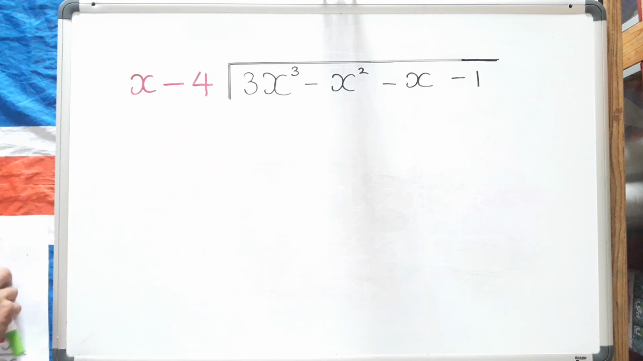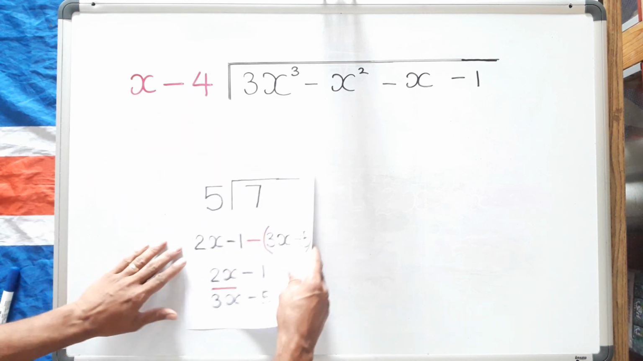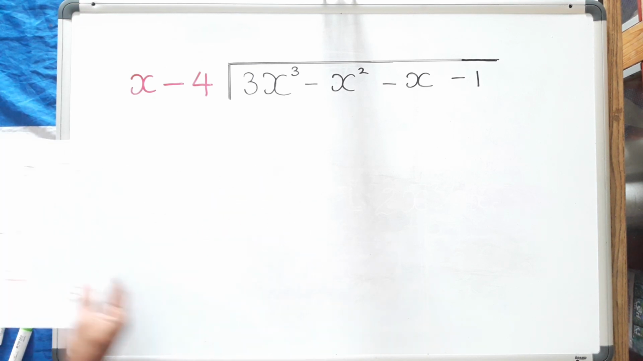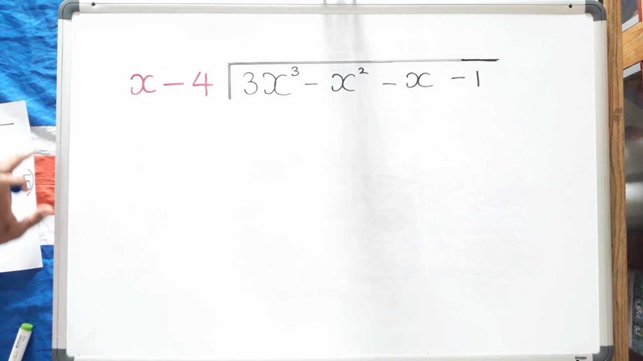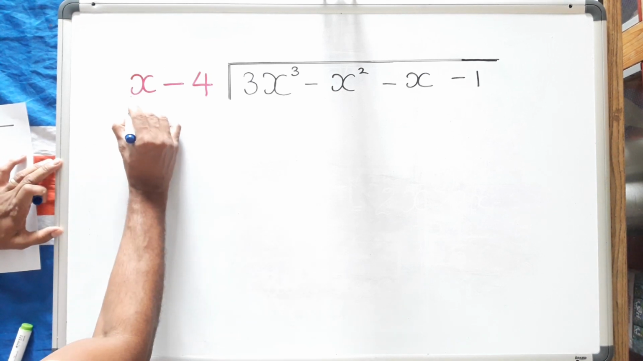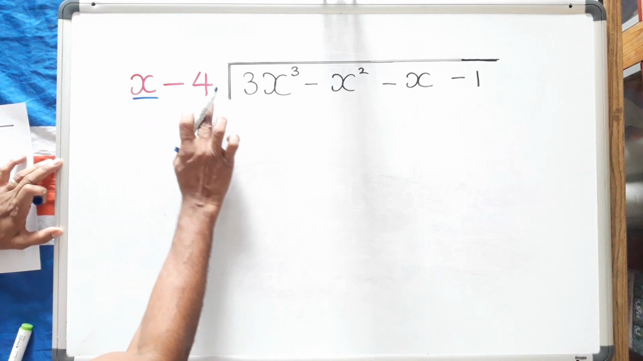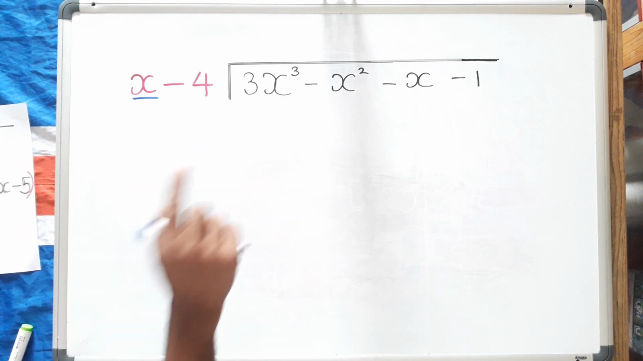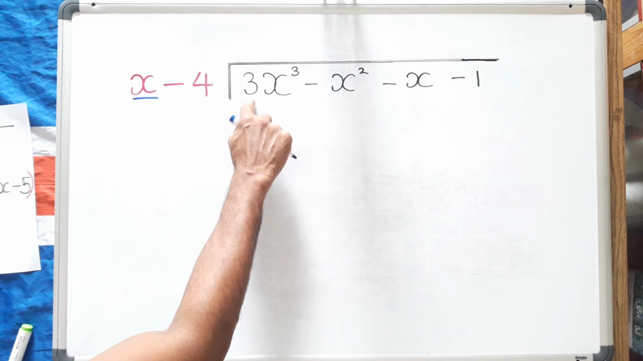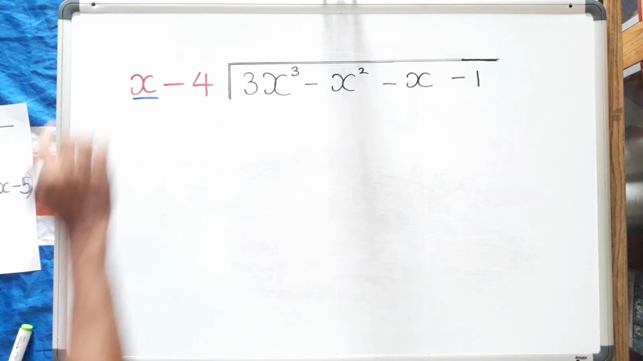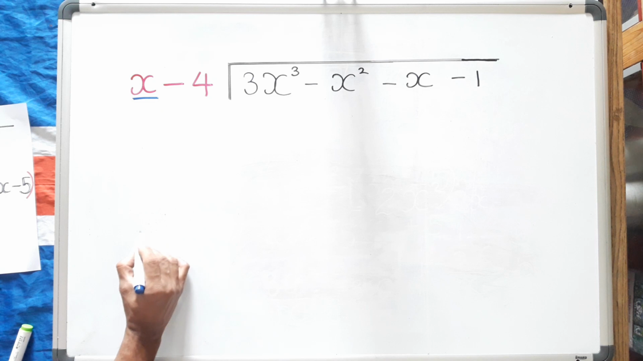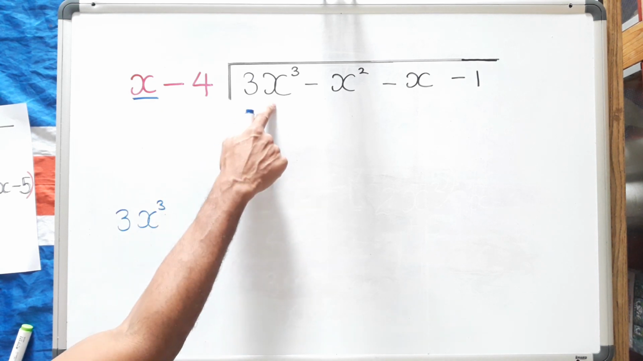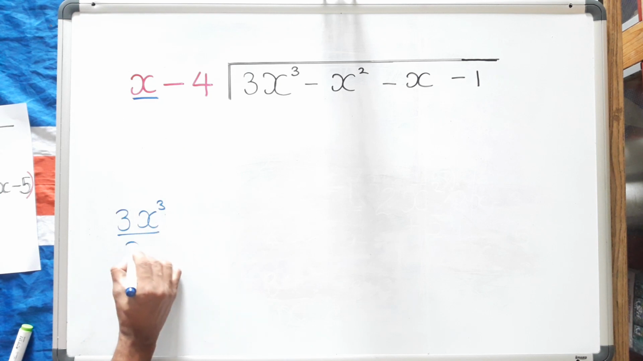Alright, so let me show you now how to divide this expression by x minus 4. It's very, very similar to the case where we were dividing 7 by 5. So let's get started. Make sure you pay attention to the x, not the 4 at the moment. We're not paying attention to the 4. We're going to take the 3x cubed and divide it by x. I'm just going to do this work in here below on scrap.